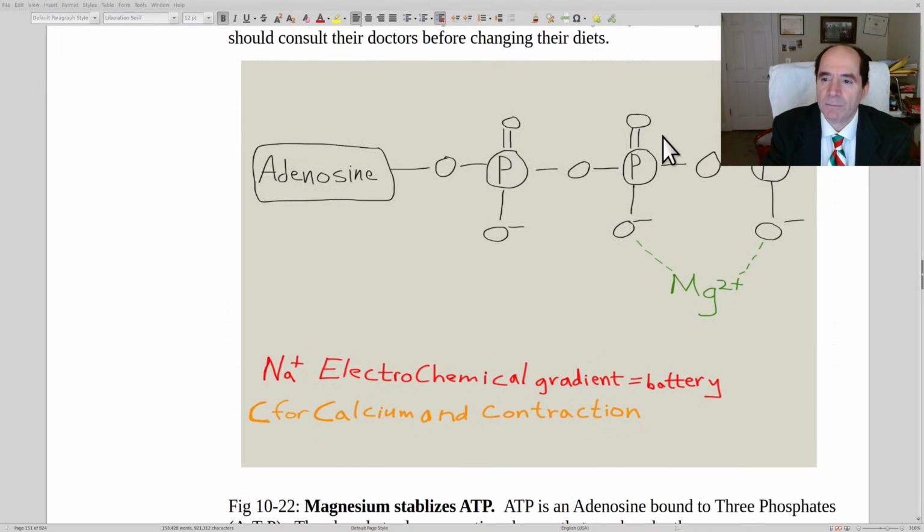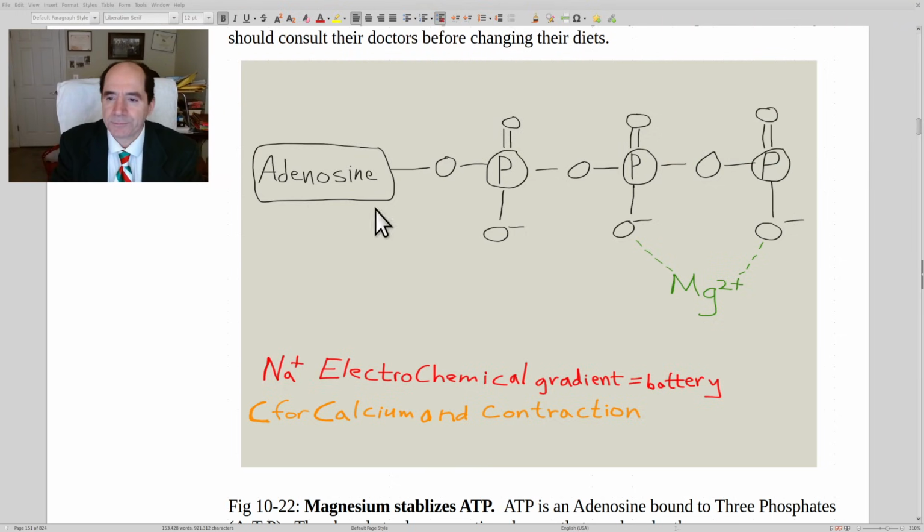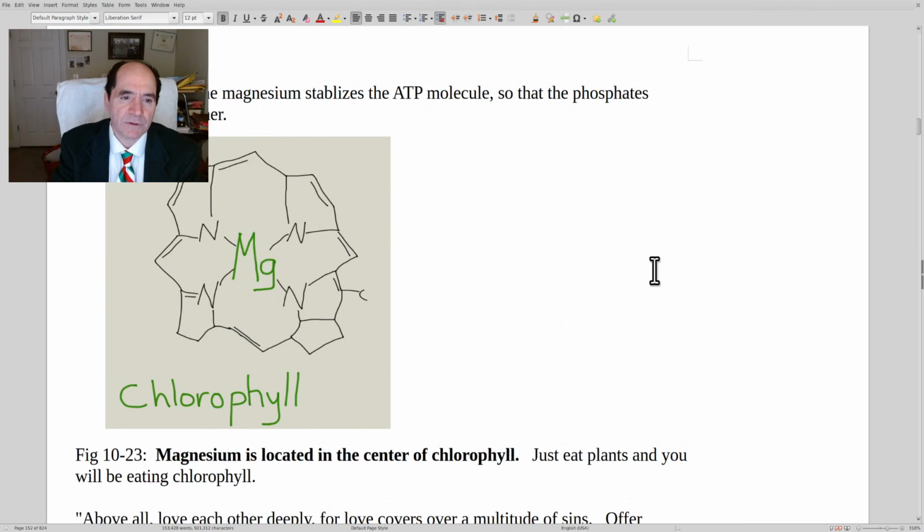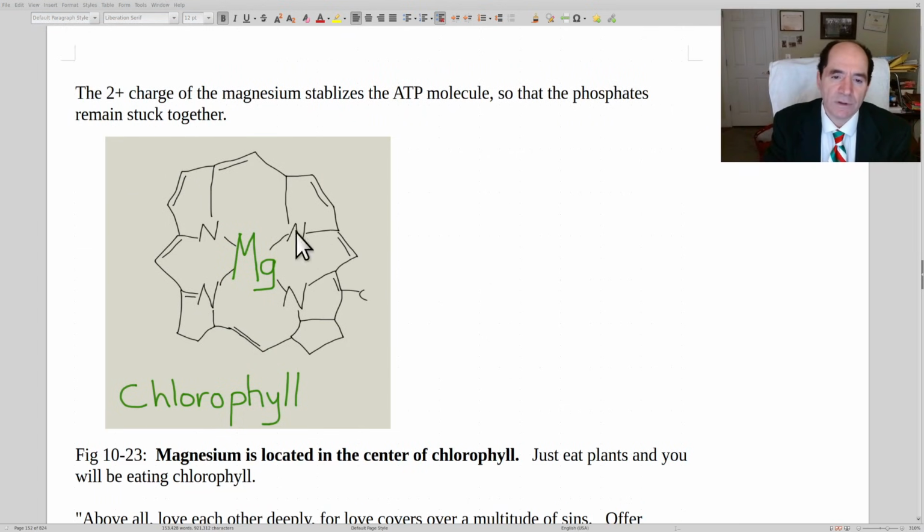Here's what I was mentioning about the magnesium. So here's ATP. ATP is the main energy used by a cell to perform work. ATP is adenosine triphosphate, three phosphates, and it has these big negative charges. The magnesium holds them in check so this phosphate doesn't pop away until the right moment. So magnesium stabilizes the ATP with its double positive charge. And that's what I meant by magnesium being in the center of chlorophyll. So you eat your plants, you'll get it.